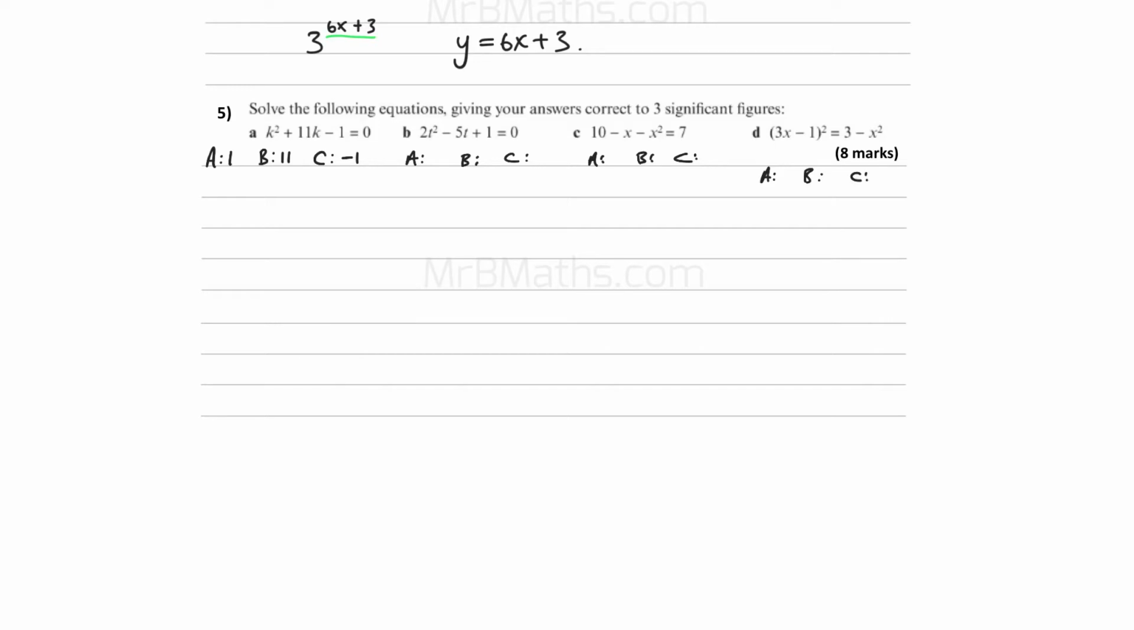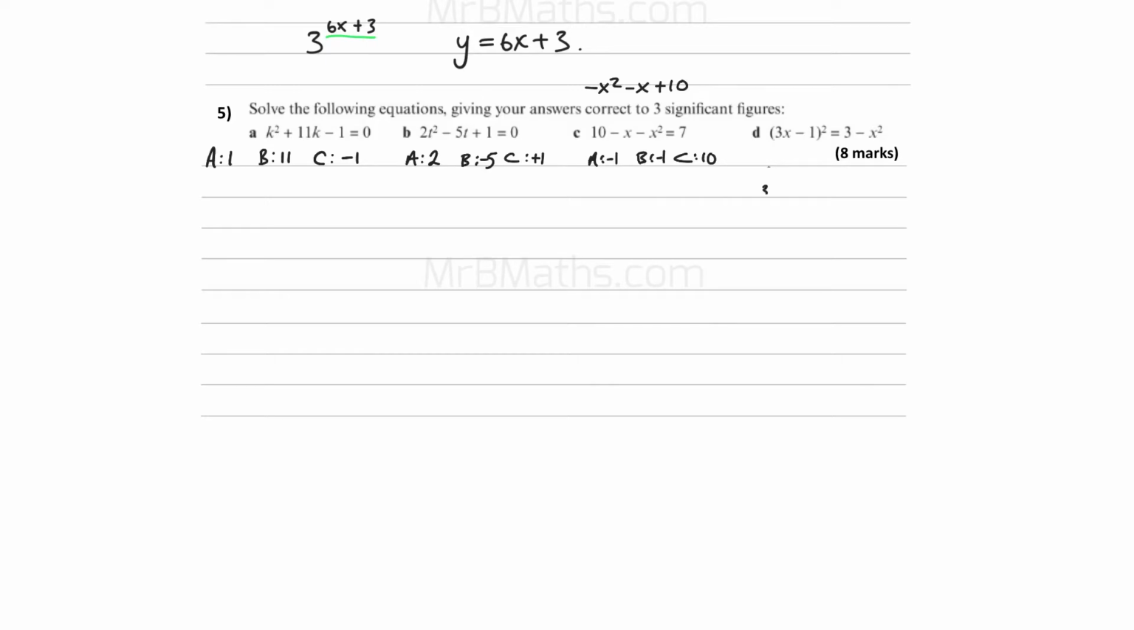So this would be 2, -5, plus 1, or just 1. And then just do a bit of rearranging here. So we've got -x², -x plus 10. So that will be -1, -1, and 10. And then here we just need to do a bit of expansion and rearranging. So let me do that here actually.